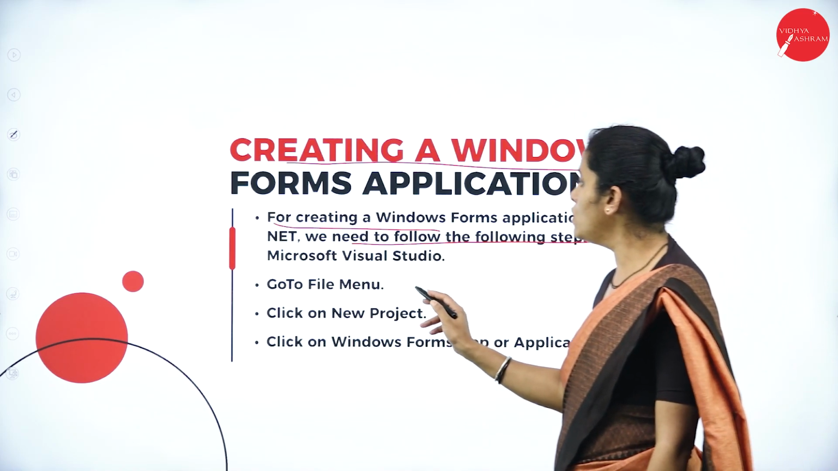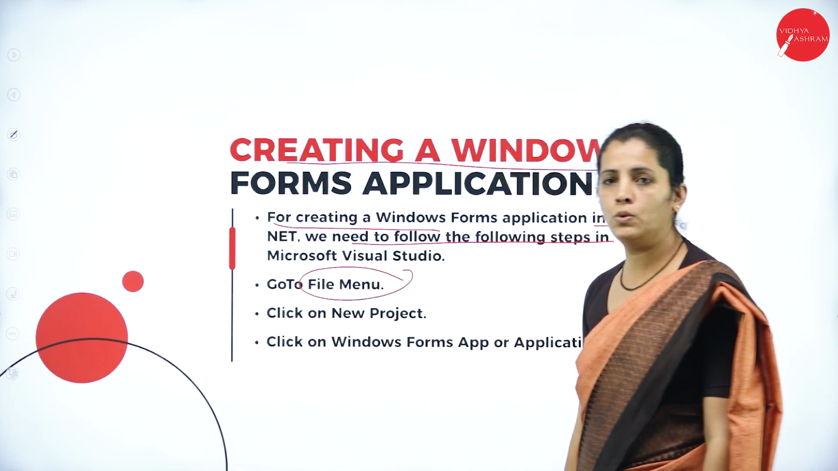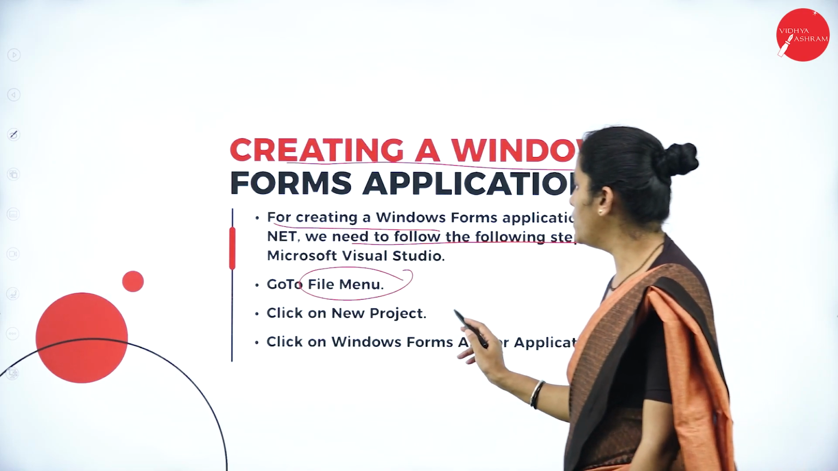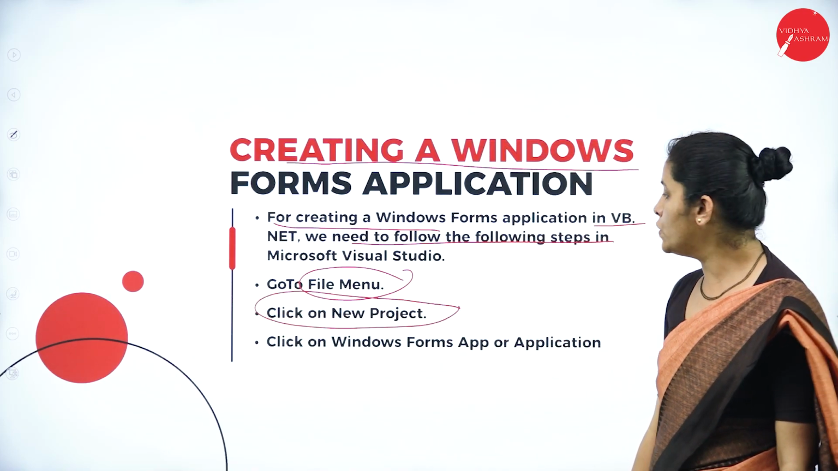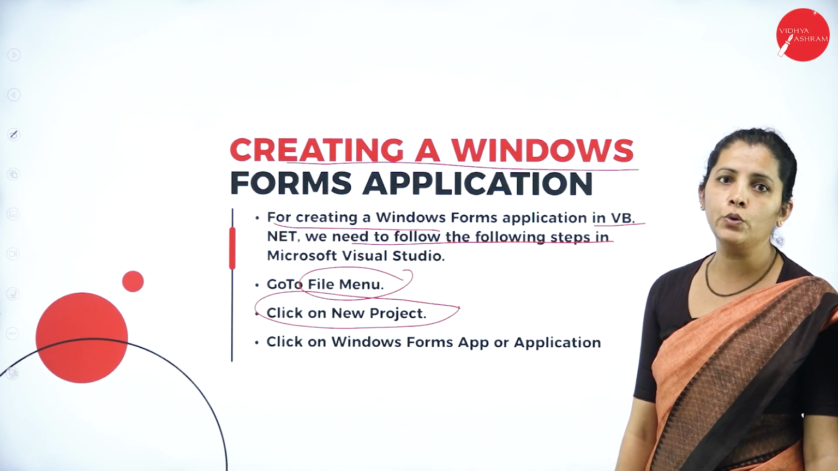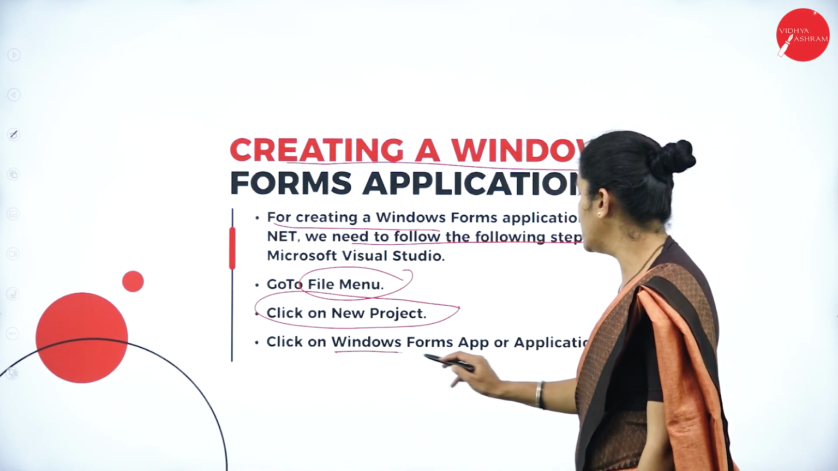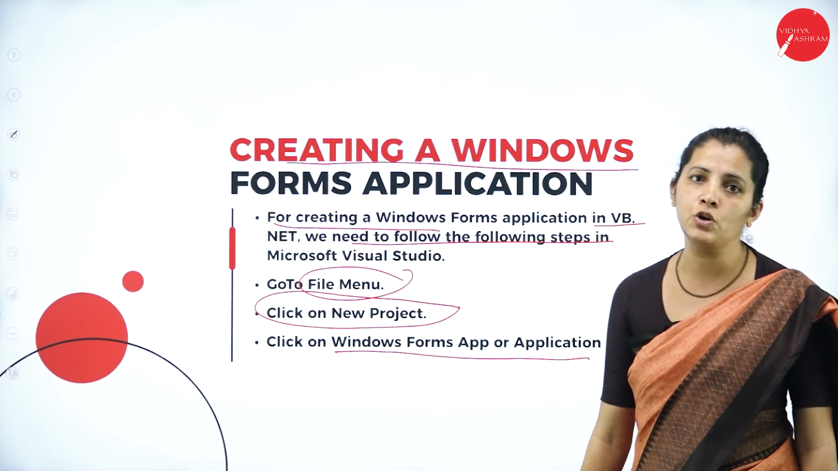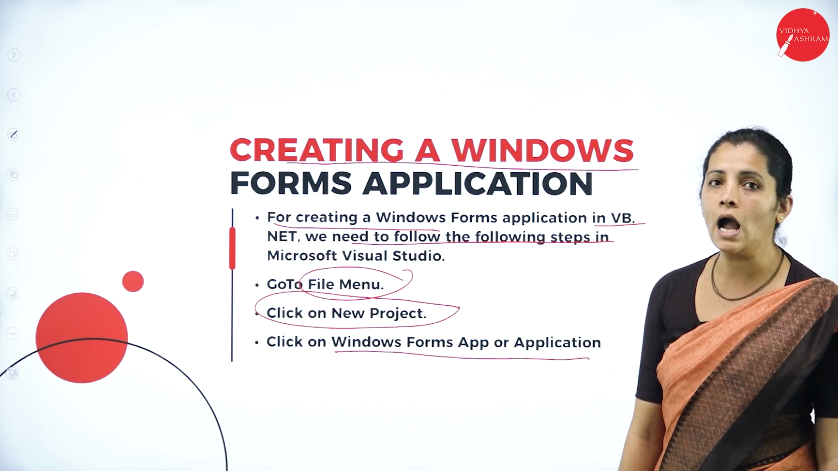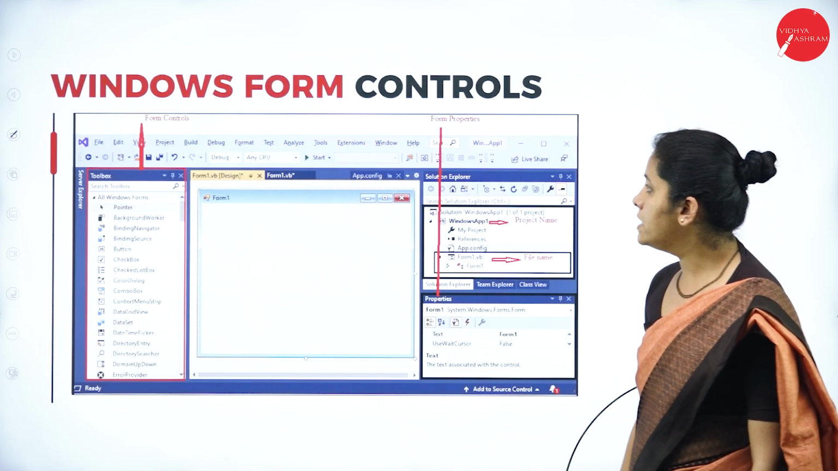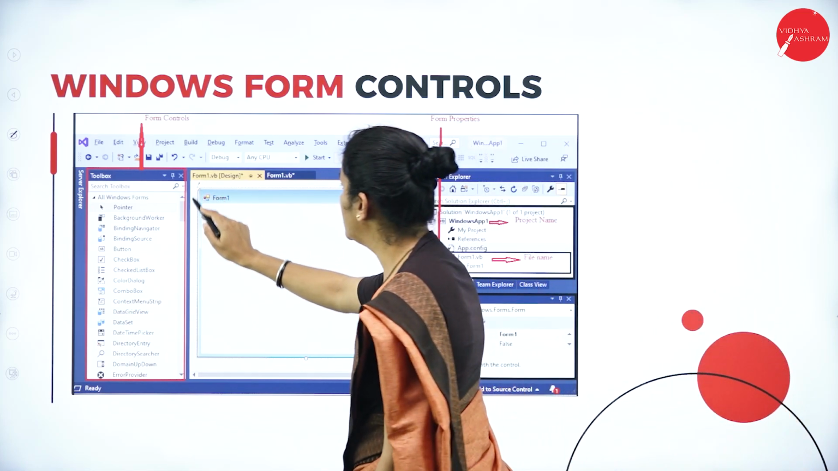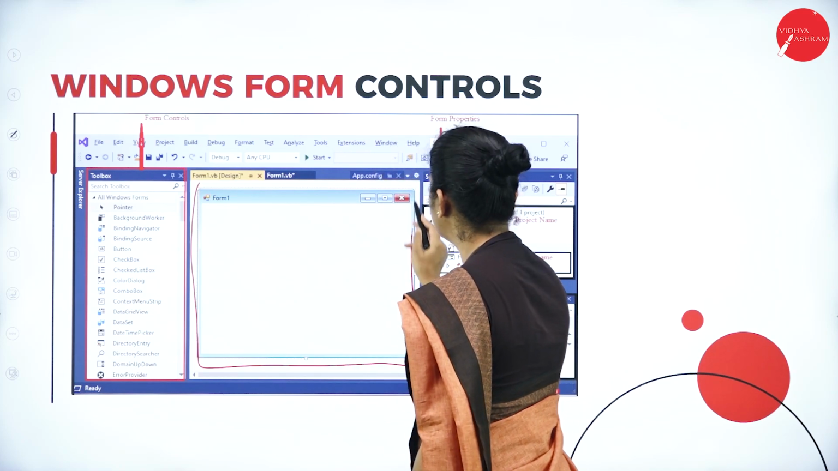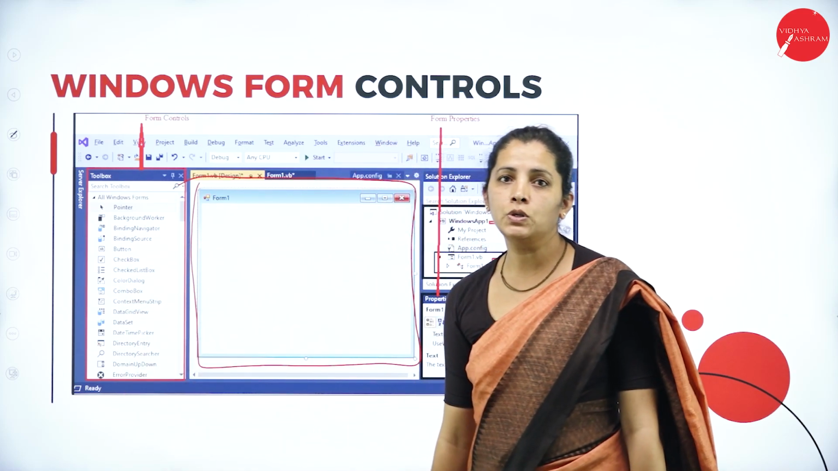So, for creating a Windows form application in VB.NET, we need to follow the following steps. You have to go to the file menu. Then you have to click the new project. Once you click the new project, what you have to do? You have to select the Windows form application or Windows form app. See, when I click Windows form, I'm going to get the form. This is my Windows form.